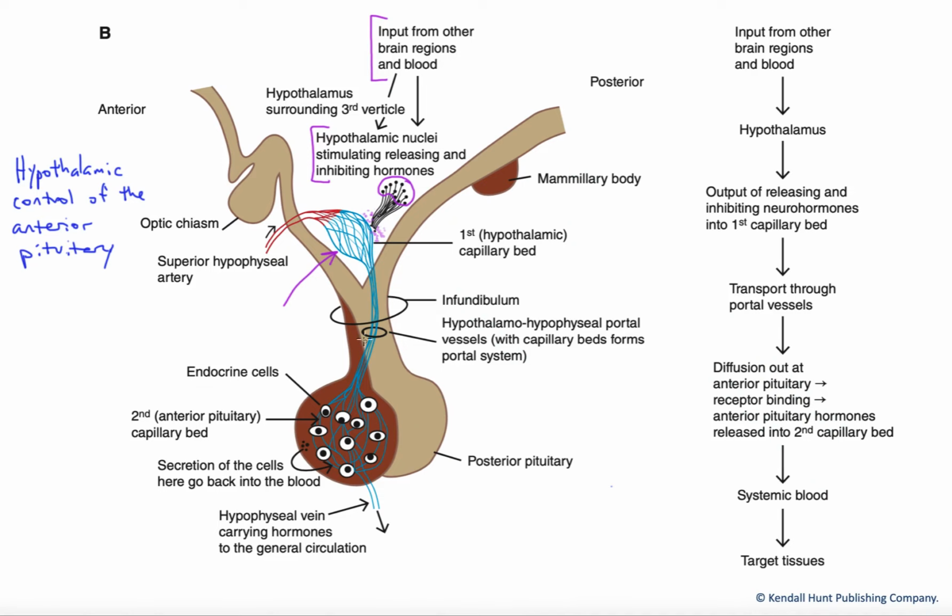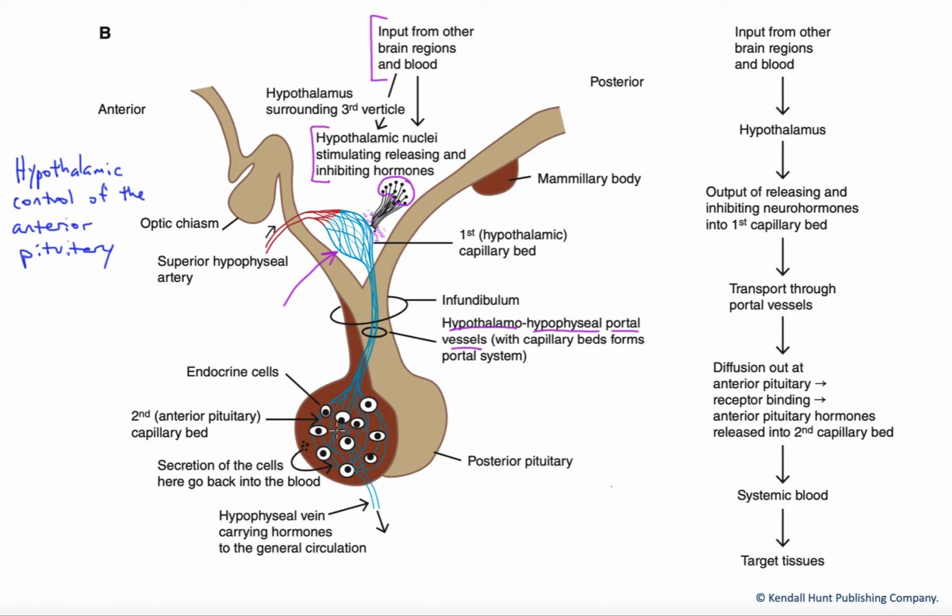So a portal system is always when we have two capillary beds in series connected by what are called portal vessels. In this case, we're going to call it the hypothalamo, telling us the starting point, the hypothalamus, hypophyseal, the ending point, the hypophysis or the pituitary, portal vessels, right? And so our hypothalamic hormones are traveling down here to the anterior pituitary.